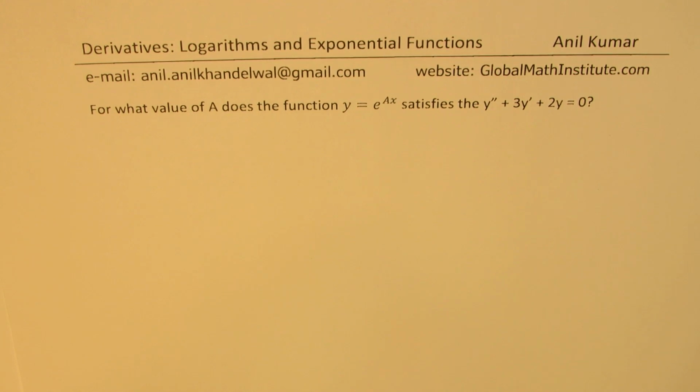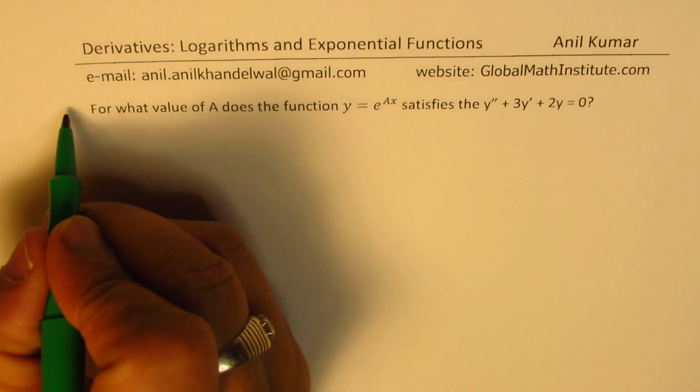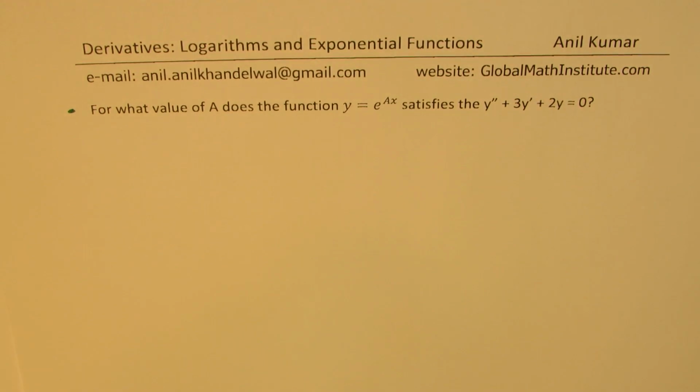We are discussing questions from an IB test paper, derivatives of logarithms and exponential functions. The question here is, for what value of a does the function y equals e to the power of ax satisfy the equation: second derivative of y plus 3 times first derivative of y plus 2y equals 0? You can always pause the video, answer the question, and then look into my suggestions.